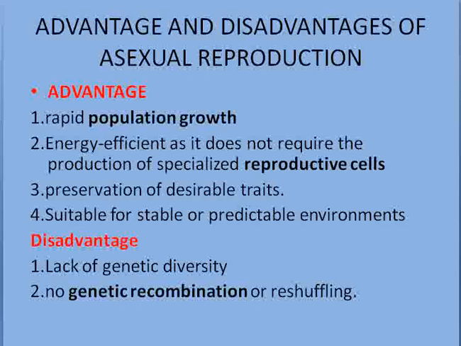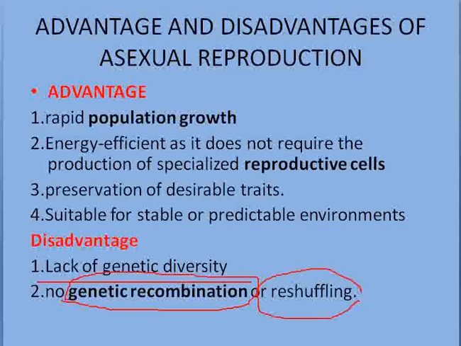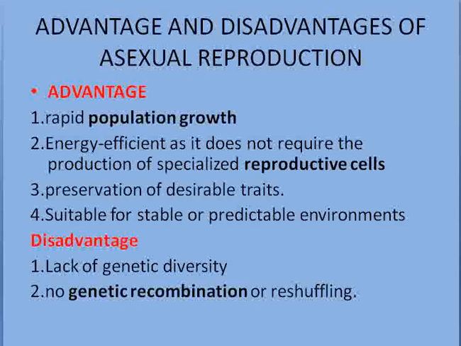When we come to the disadvantage, lack of genetic diversity. Why is there no genetic diversity? Because only one parent is involved during the asexual reproduction. So there is no genetic recombination, or there is no reshuffling of the DNA or the characters. So that is the disadvantage we have in the asexual reproduction.